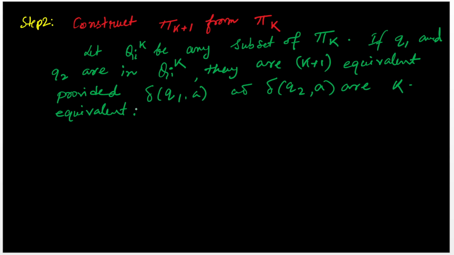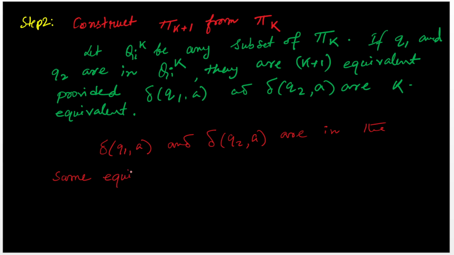So basically, what is the meaning of this? Meaning is we have to find out whether delta(q1, a) and delta(q2, a) are in the same equivalent classes in pi of k, that means k equivalence, for every a belonging to the input symbols.